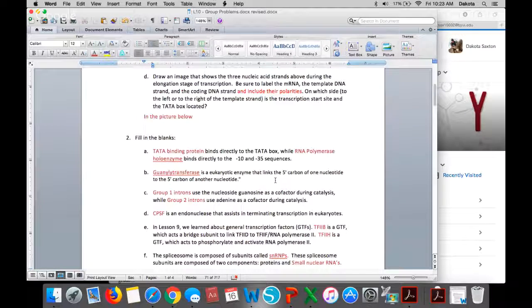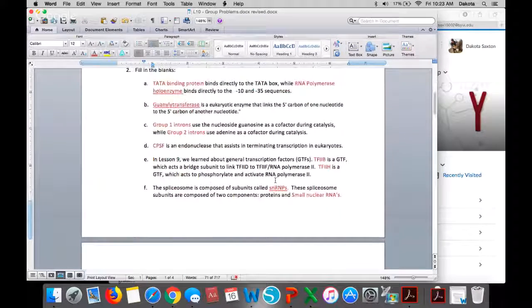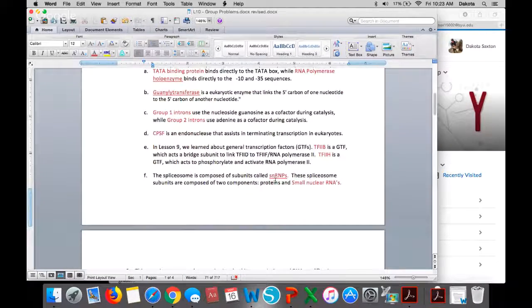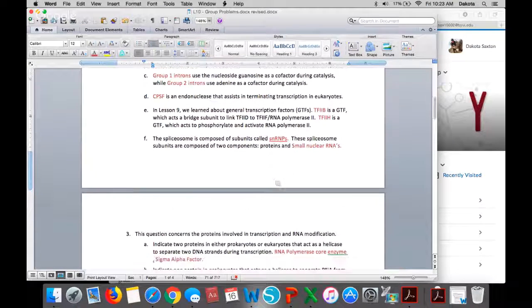And then we've got the CPSF for the D. And then E is going to be the TFIIB and TFIIH. And then F is going to be the snRNPs and small nuclear RNAs.